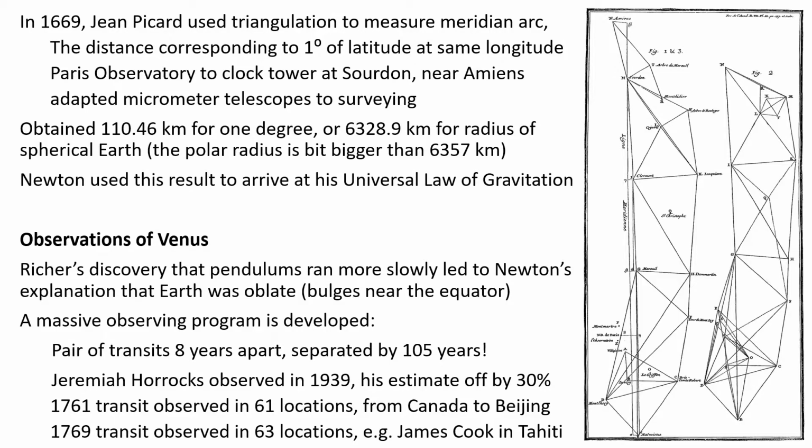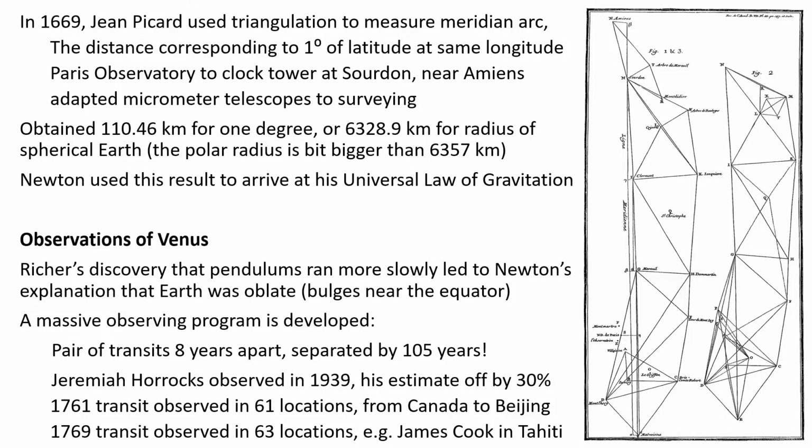So, as you recall, to do this triangulation, you need to know the size of the Earth, the object you're measuring from. And the size of the Earth also was not that well known at the time. So these measurements of the size of the Earth with increased precision were important. They also led to the discovery that the Earth was oblate, that it bulged near the equator. Newton used the result of Picard in his universal law of gravitation.